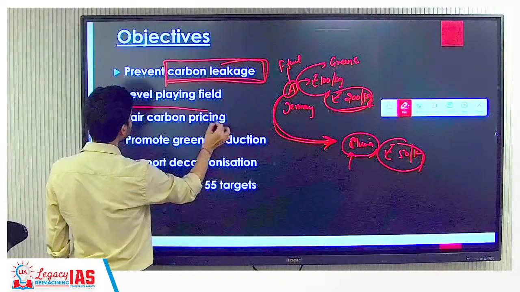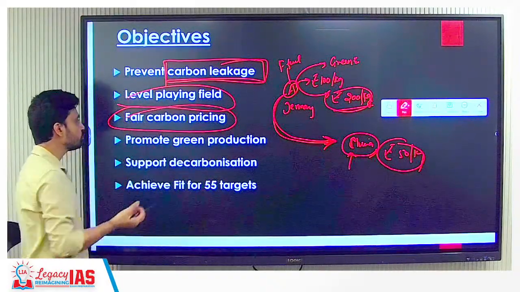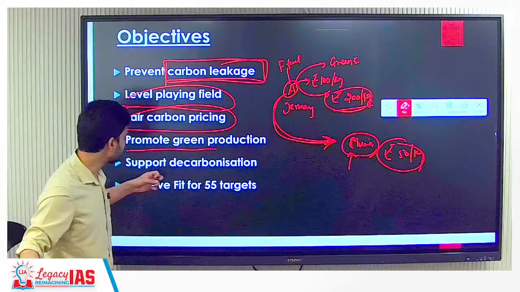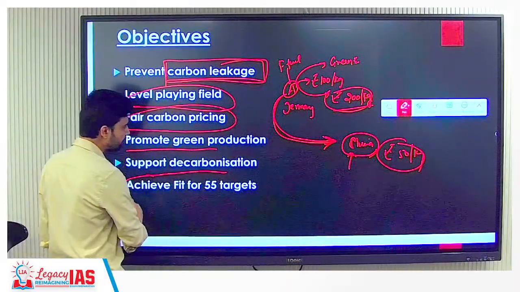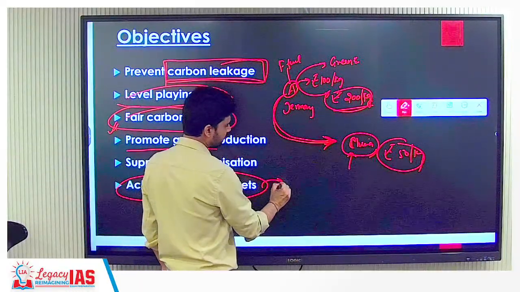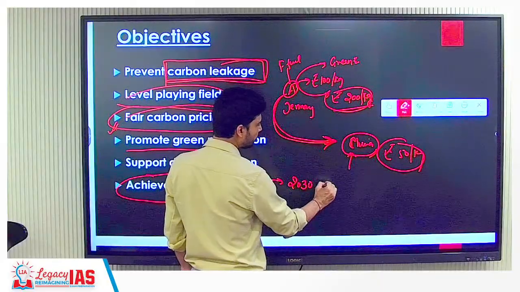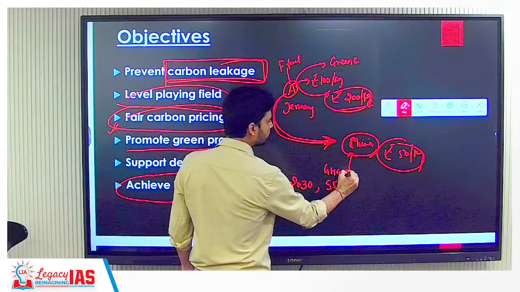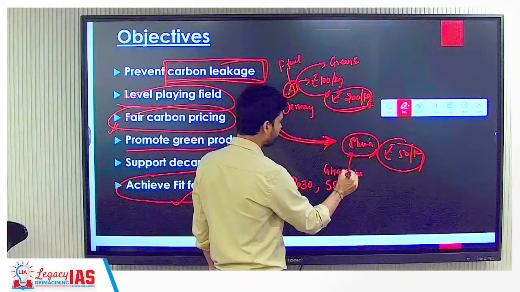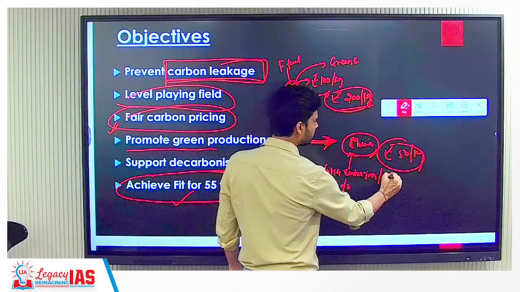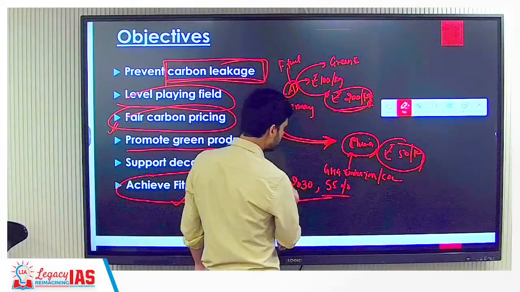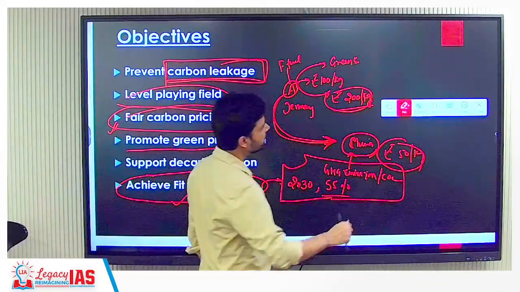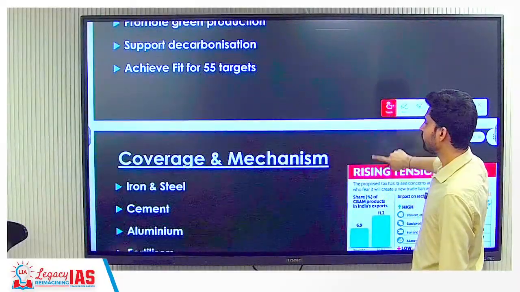Right? A level playing field is being created. Okay? And also companies who are migrating to green energy will have a level playing field. Okay? Fair carbon pricing is the purpose here. Promote green production, support decarbonization, achieve the Fit for 55 target. This is a target the European Union has given to itself. That means by 2030, the European Union wants to reduce GHG emission, carbon emission, by 55%. That's what we call achieving the Fit for 55 target. So it will also be helpful in achieving such a target. So that's why this additional extra carbon tax, simply we can say, is being levied here.